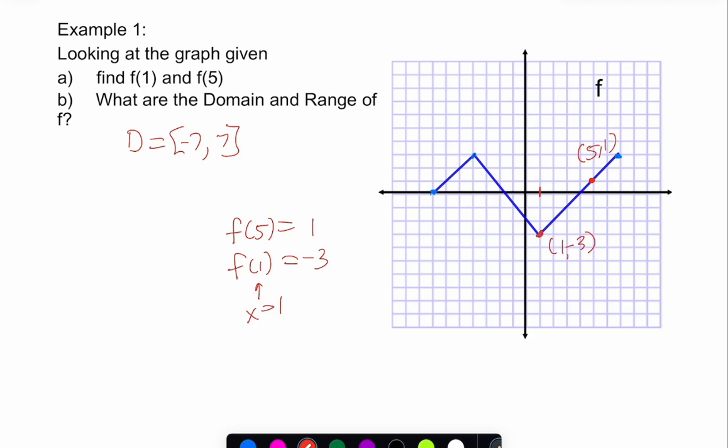The range, remember, think of the y values as the lowest to the highest. So the lowest value to the highest is what you want to think of. Our lowest value is -3, and we have a point there. Our highest value is +3, and we also have points and every point in between.